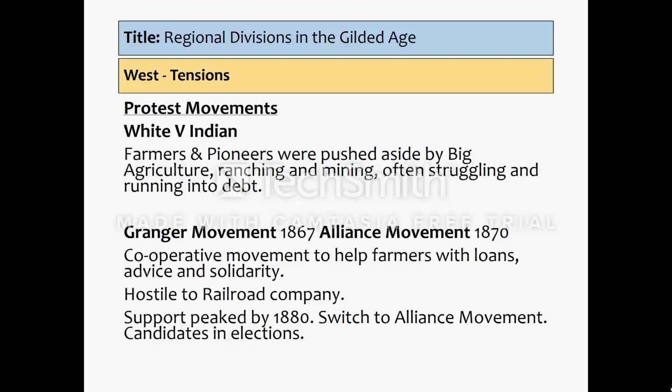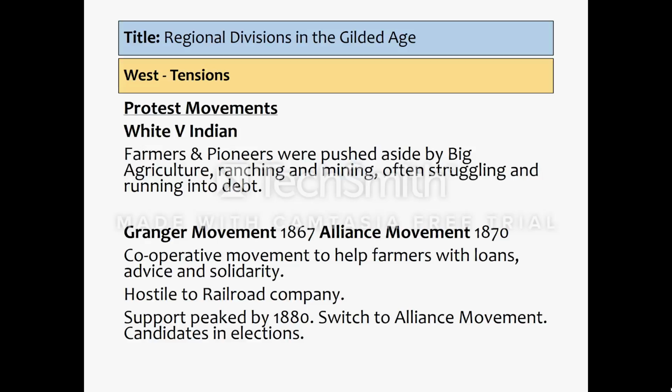That meant these small farmers would cooperate with each other to try and create a larger organisation similar to a union, and to try and get better things for themselves, such as loans. They were particularly focused on the railroad company. If we go back to that very first image, you can see how the railroads are expanding into the west, and wherever they set up, it would create towns, it would create jobs, but it would very quickly go, and it was a cause of tension in this period. Support for the Granger movement peaked in 1880 before it switched to the Alliance movement.